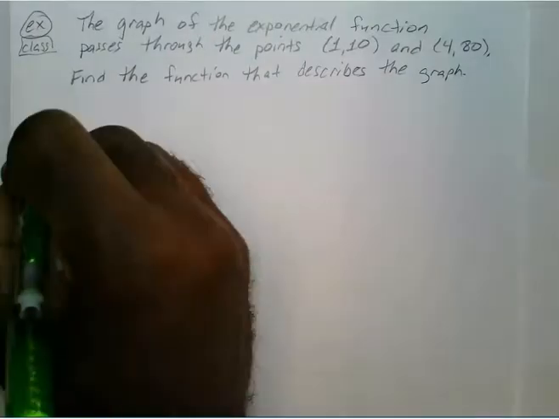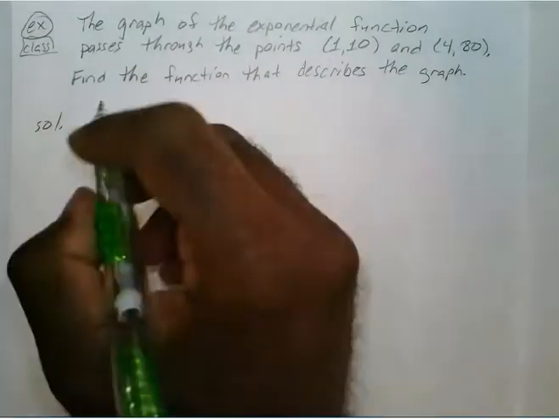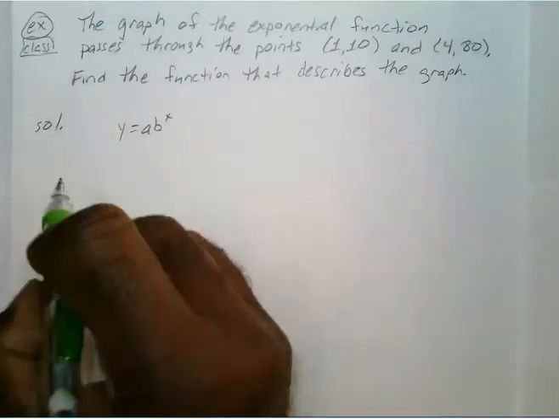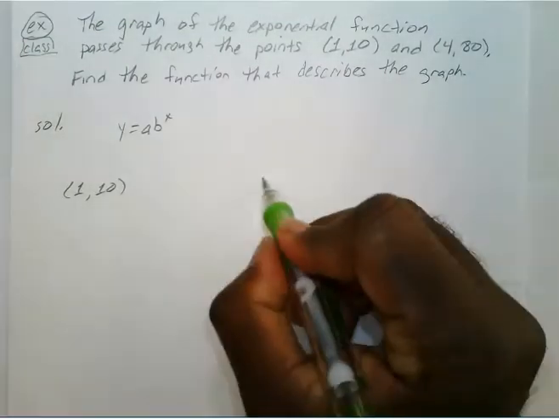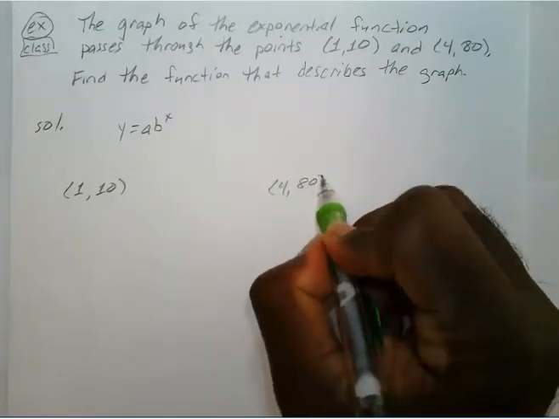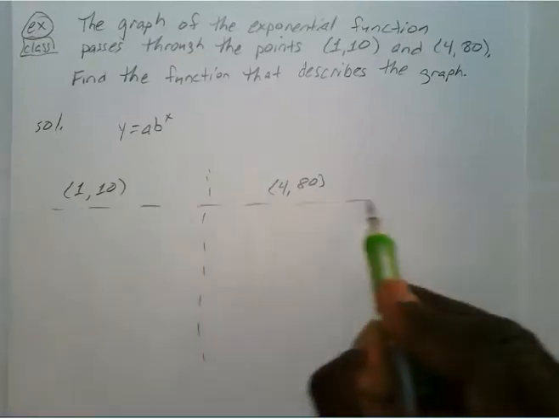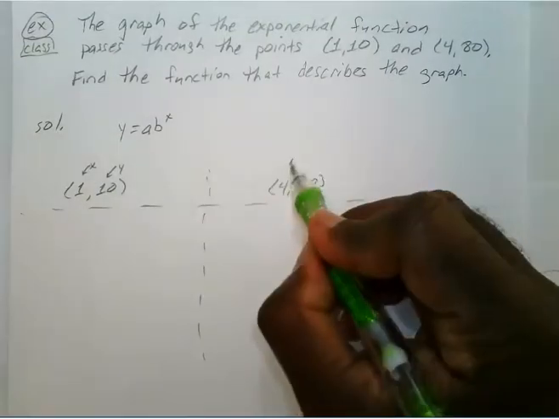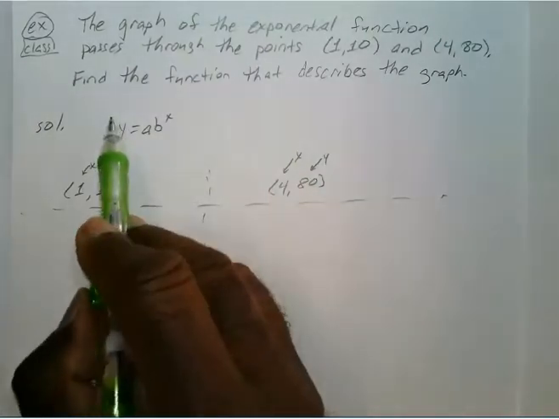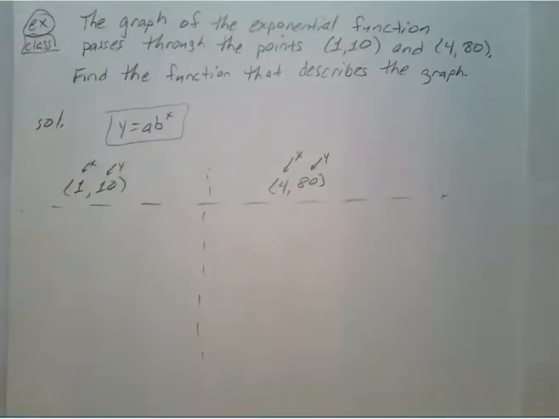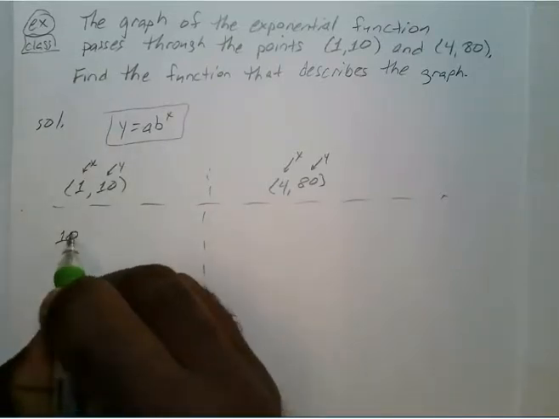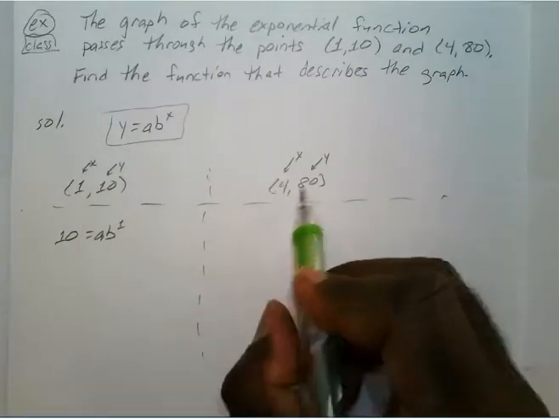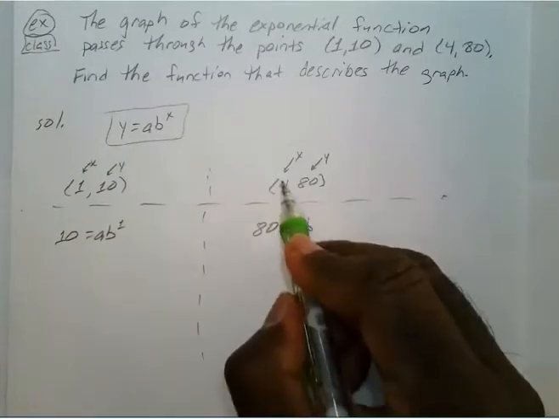All right, so I'm assuming you've pressed pause and worked this one out. So let's go ahead and verify. We have y equals a times b to the power of x. We have our point (1, 10) and our point (4, 80). And again, just draw a little line separating them. Remember, this is your x, this is your y, this is your x, and this is your y. We're going to plug those into this one. So this is 10 equals a times b to the first power, and this is 80 equals a times b to the fourth power.